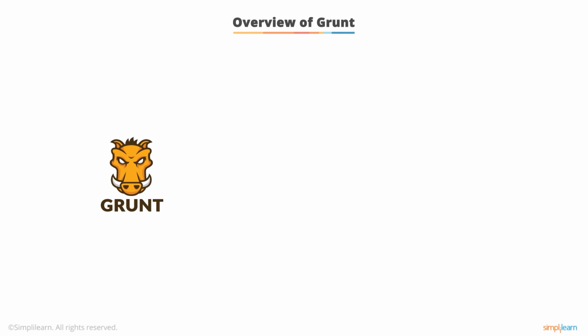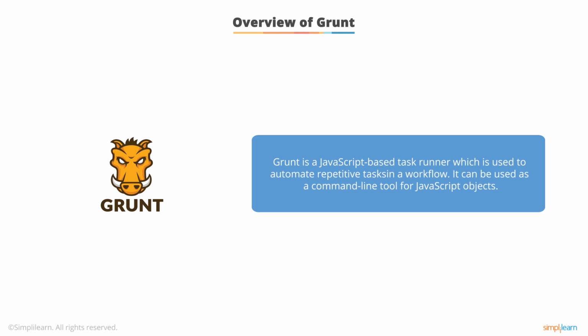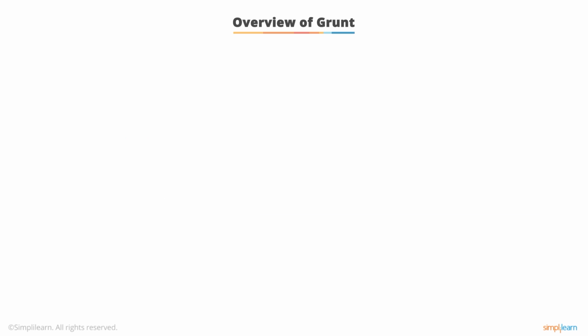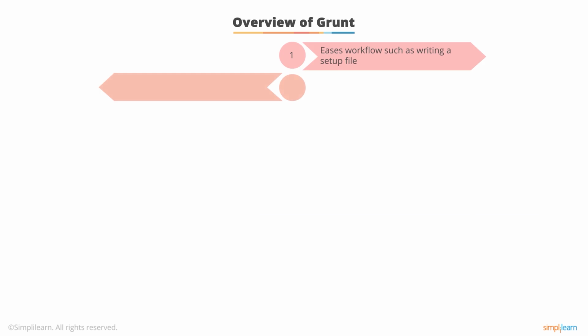Overview of Grunt. Grunt is a JavaScript-based task runner which is used to automate repetitive tasks in a workflow. It can be used as a command line tool for JavaScript objects. Let's take a look at some of the key points to understand about Grunt. In Grunt, developers write Grunt setup files to ease workflow. Thus, Grunt speeds up the development flow and enhances performance.